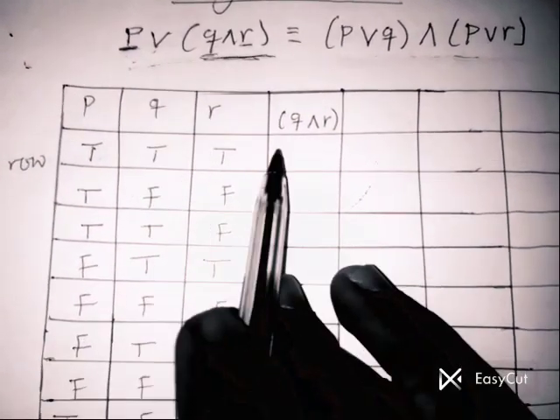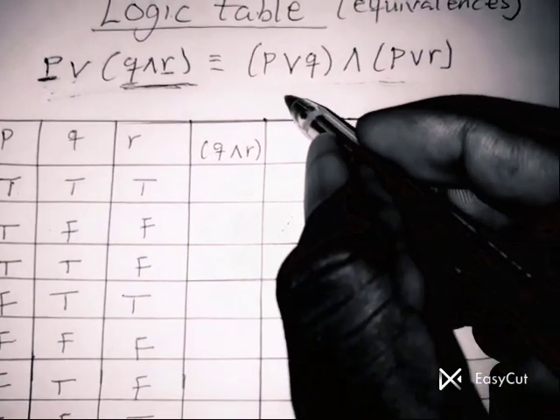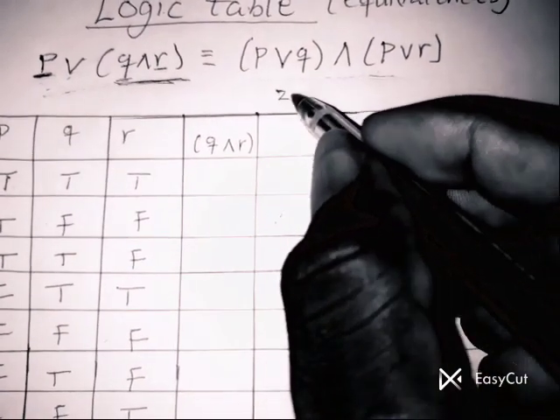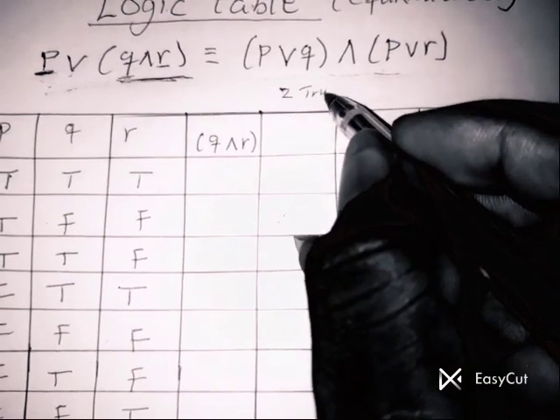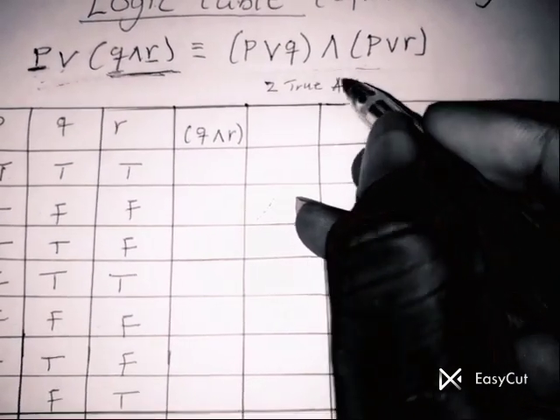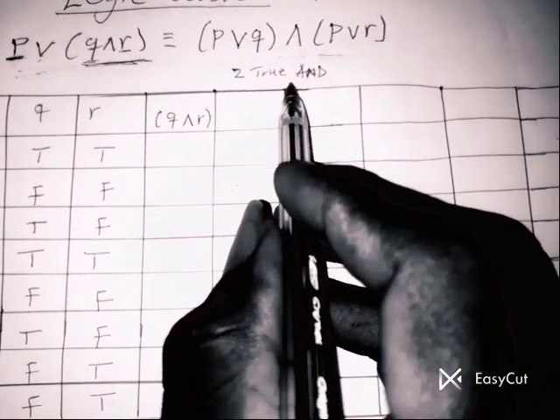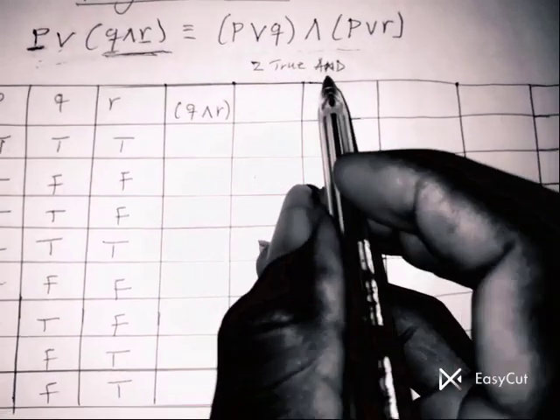Now let us look at Q. Q is true. Whenever we are using AND, it is only true when the two of them are true. If one is true and one is false, it is false. If all of them are false, it is false.